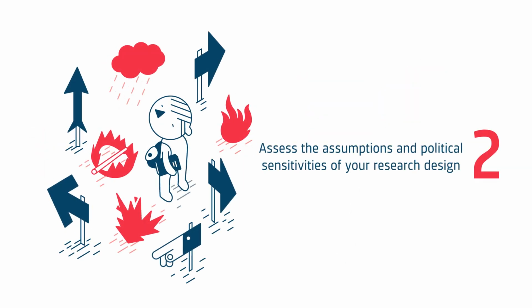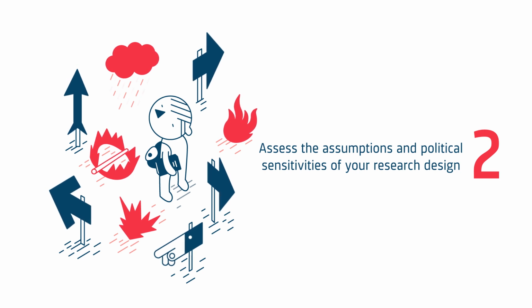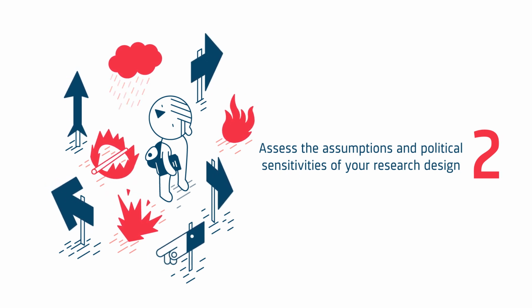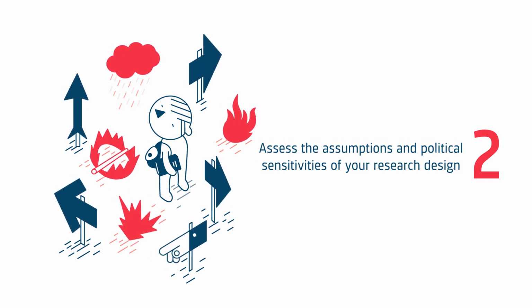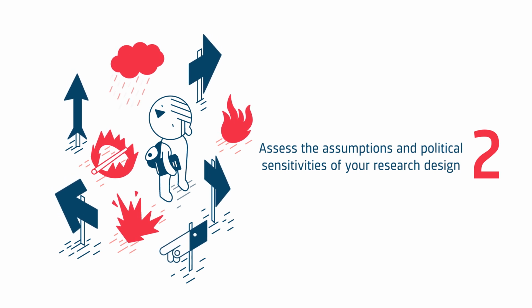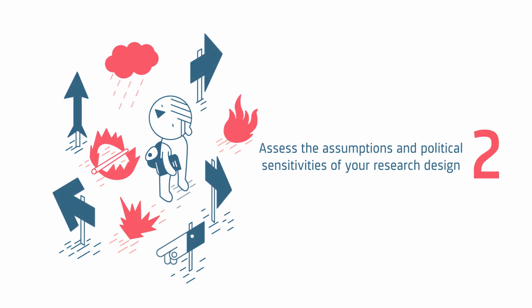Number 2. Assess the assumptions and political sensitivities of your research design. When you work in a fragile or conflict-affected context as a researcher, be aware of the resource transfer and implicit ethical messages. Your research activities, your research question can have an impact on your partners, the context, and your research. Ask yourself for whom the research is relevant and who benefits. Make sure you get to know your context and are aware of sensitivities.